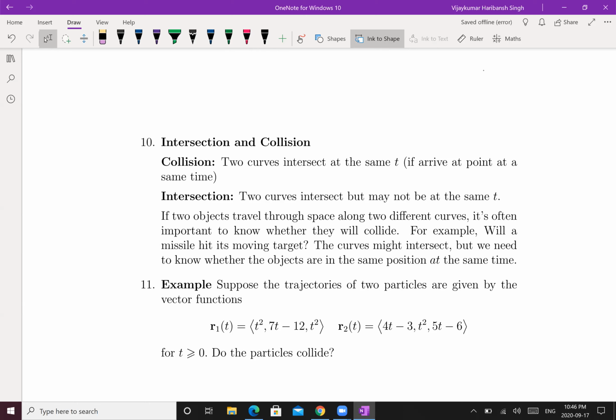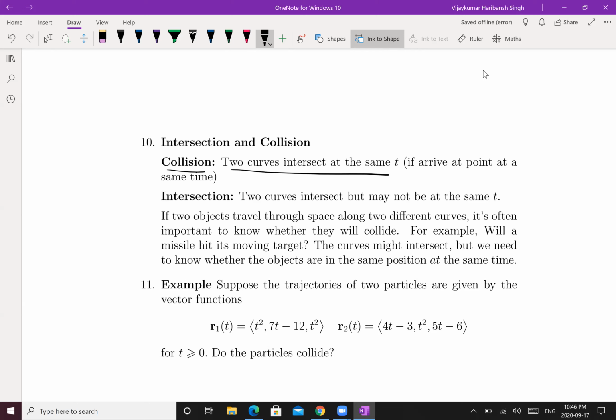Okay, so then we define the following. We have collision if two curves intersect at the same time, if they arrive at a point at the same time. So what do you mean by two curves intersecting? We are assuming a particle moving along that curve, right? So the word collision comes from that. There are particles moving along these curves dictated by time t, and intersection is when two curves intersect but may not be at the same time t.